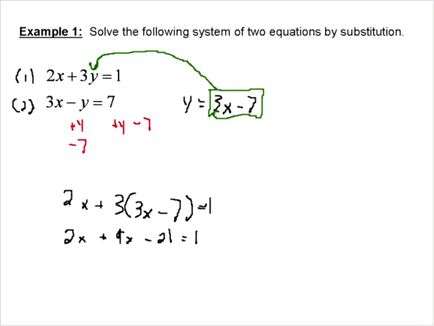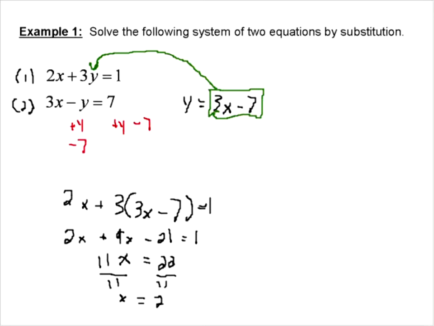Now if we combine like terms, we're going to get 11x, and we're going to move the 21 to the other side by adding 21 to both sides, and we're going to get 22. So now, solving for x, we divide both sides by 11, and we get a nice number here of x is equal to 2. So hooray, we got x is equal to 2.